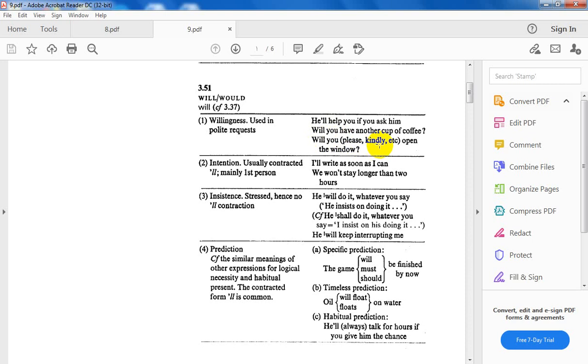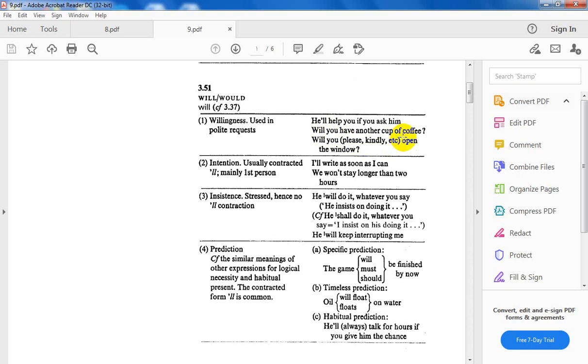Will you have another cup of coffee? This is a request. It is a very polite request. Okay? Will you have another cup of coffee? Will you please kindly open the window?